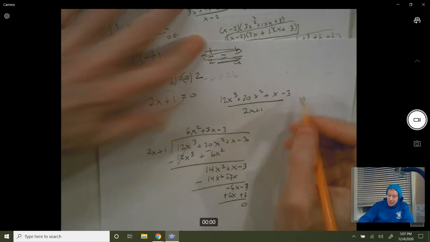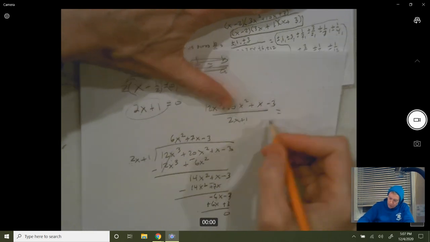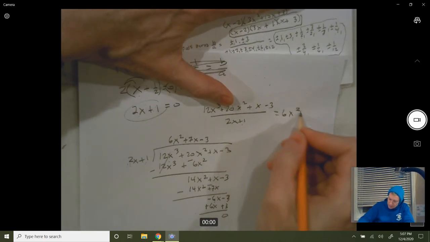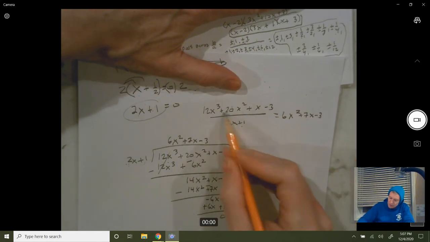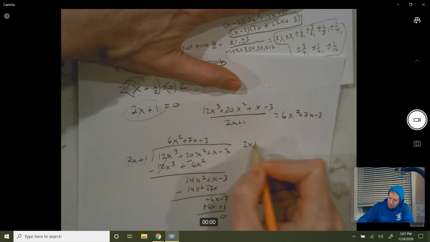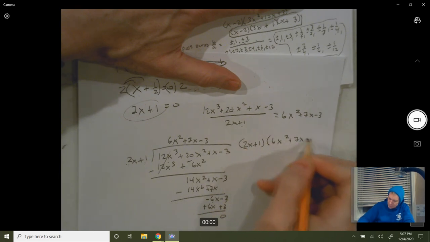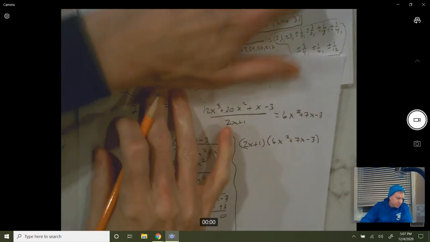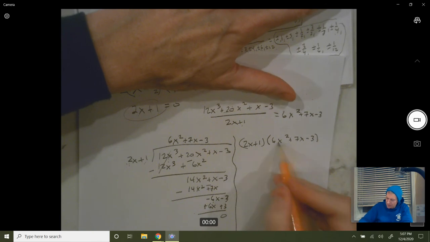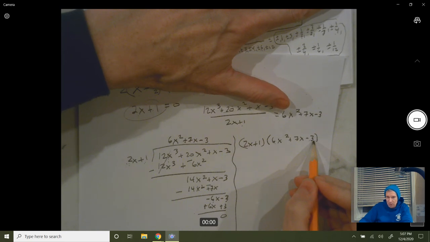Okay, so this thing divided by this gives you our quotient of 6x squared plus 7x minus 3, which means this thing factors into 2x plus 1 and then 6x squared plus 7x minus 3. We can factor further. There are multiple factors there. This one I might do using splitting the middle term.